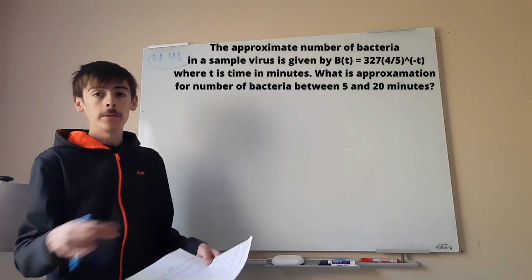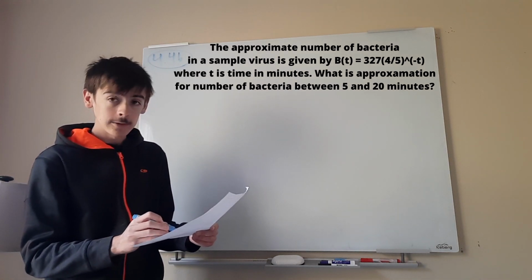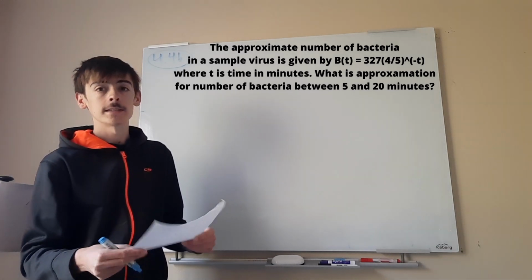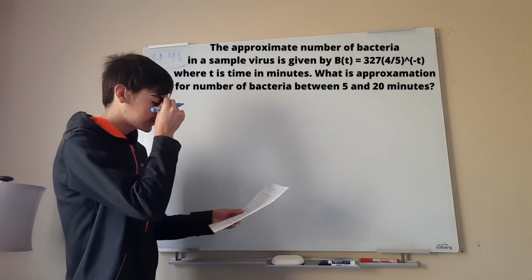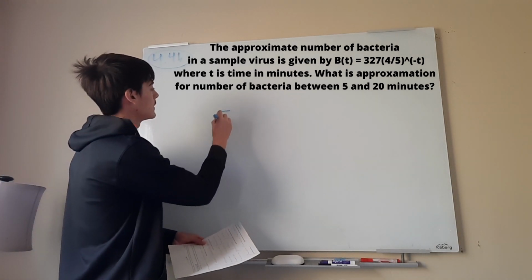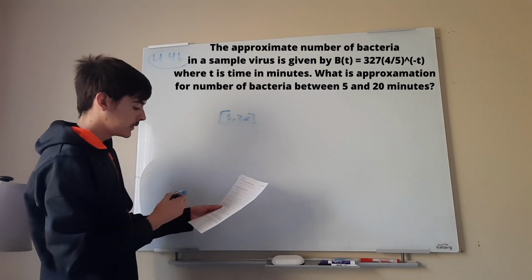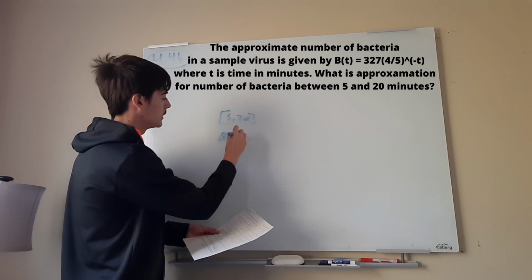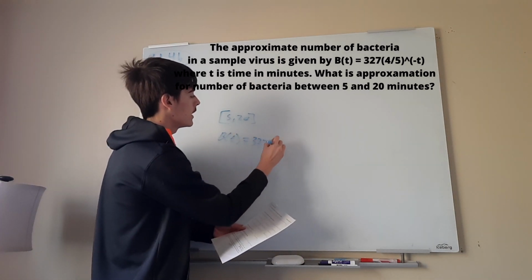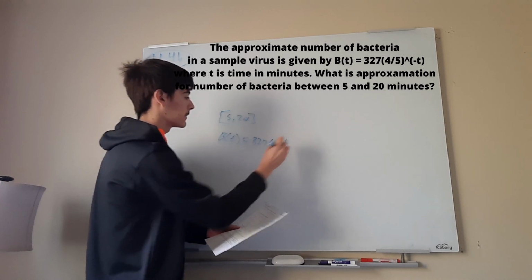So the hint that we're going to be using our average value formula is, one, it says the average number of bacteria in the problem, and also the fact that it says it's going to be between 5 and 20 minutes. That's an interval. So if we were writing down the information they're giving us, as I said, they gave us an interval from 5 to 20. And we want to find the average value of b of t, which they said was equal to 327 times 4/5 to the power of -t.